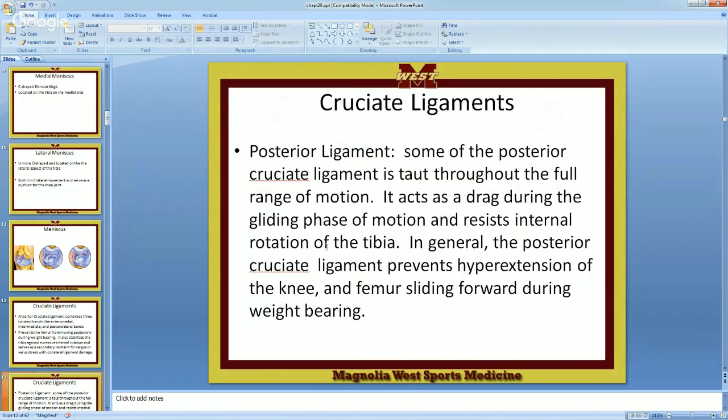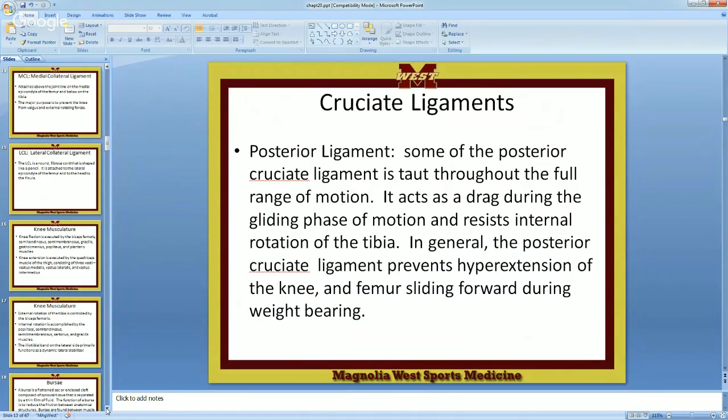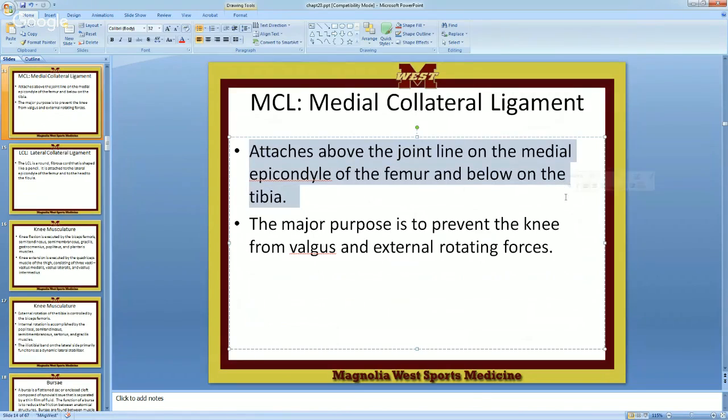Let's go up on to 13, posterior cruciate ligament. In general, what does it prevent? There's a sentence, you need to know it. Prevents hyperextension of the knee and the femur sliding forward during weight bearing. That's 13. 14 is what attaches. Where's the attachment of the MCL? It tells you on the first part, attaches above the joint line on the medial epicondyle of the femur.